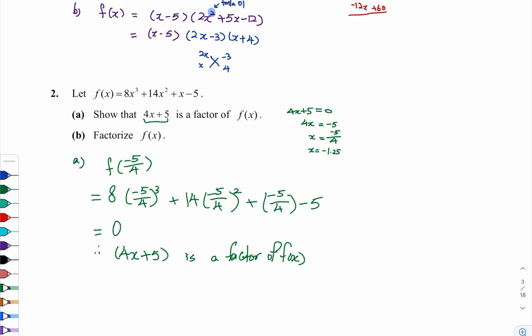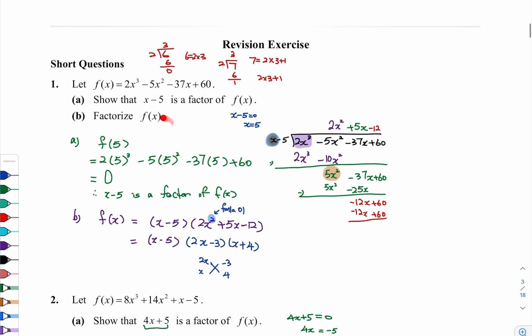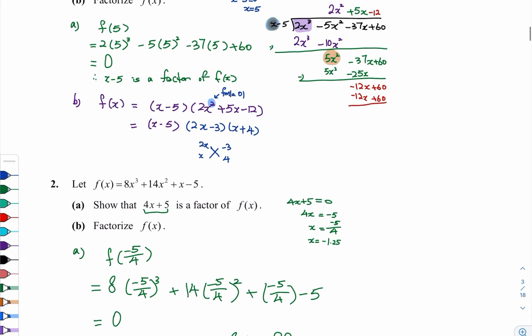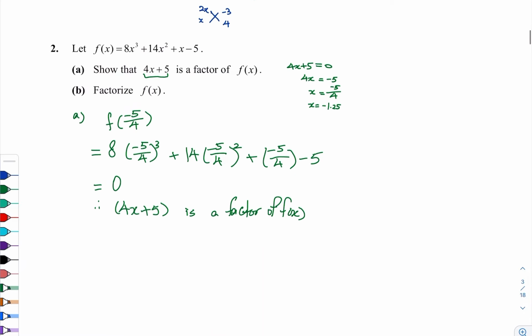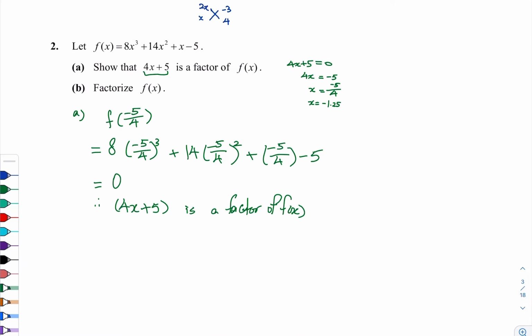In part B, again we have to factorize. Remember the wording? In the end, you will need brackets. But to get the brackets, you need to do the long division, because this will be multiplied with this one. So what do I divide by? Divide by the factor that you're given or that you have found. So let's do the long division for this part as well.